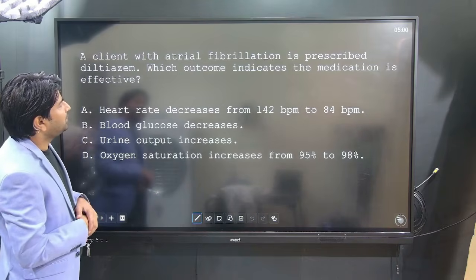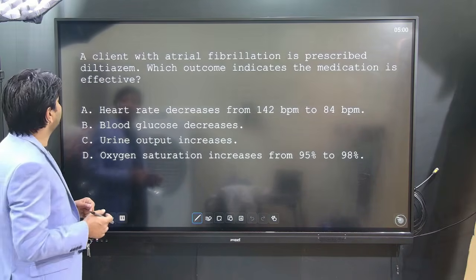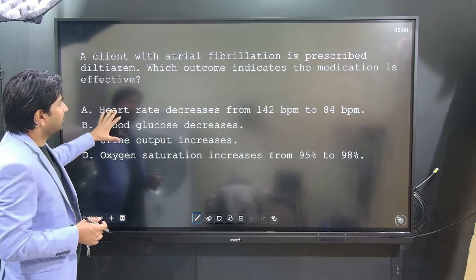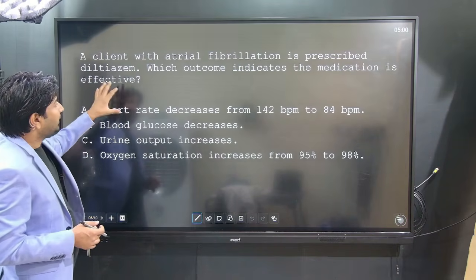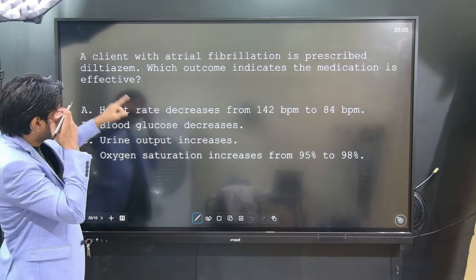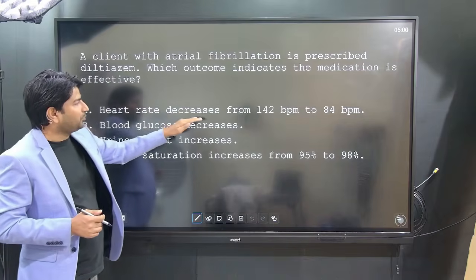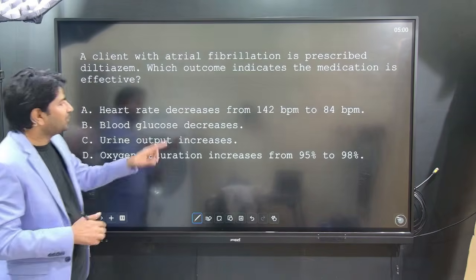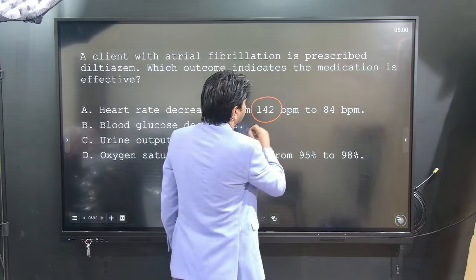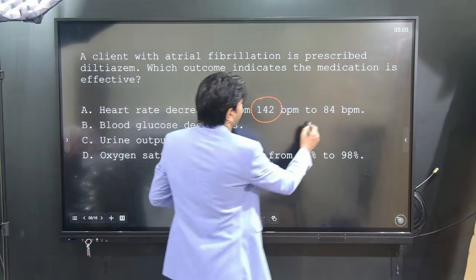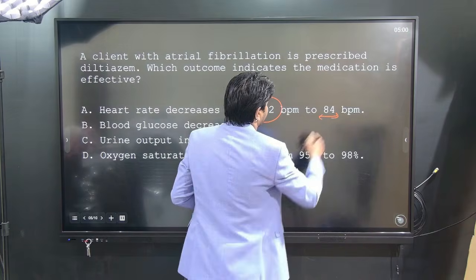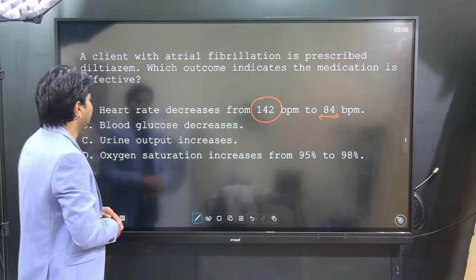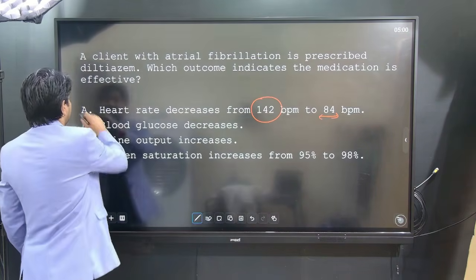Which outcome indicates the medication is effective? So we need to select the correct statement. We need to choose the option that shows the medication is working properly. Heart rate decreases from 142 beats per minute to 84 beats per minute. This means there was tachycardia earlier, but after giving Diltiazem, the heart rate has decreased and reached a normal level. So we can say that the medication is working properly.